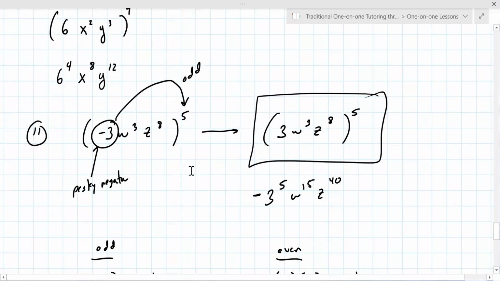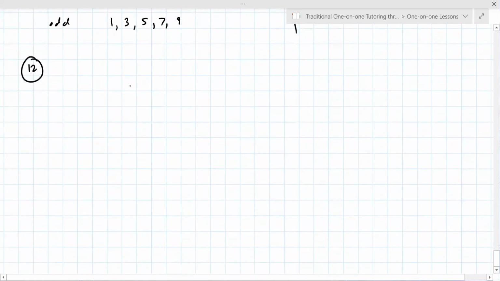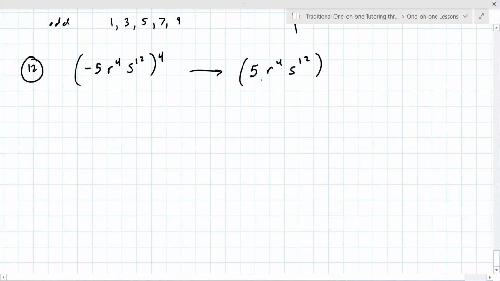Okay. So we're going to do another example, but it's going to be the same sort of thing. Let's do it without the negative, and then we'll deal with the negative. Okay, so we've got -5 r to the 4th, s to the 12th, all to the power of 4. And I'm saying, don't do this one. Do 5 r to the 4th, s to the 12th, and we'll deal with the negative at the end. So do this on the right, please, and write down your final answer, and then I'll write down the correct answer. You can compare.